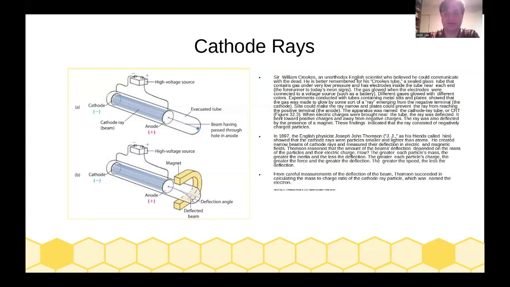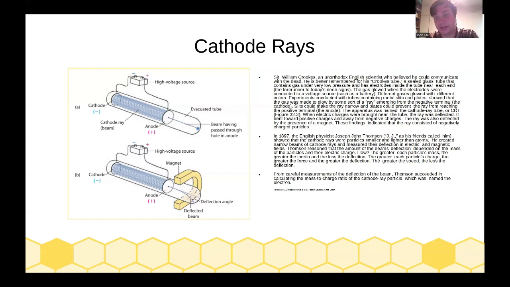In 1897, then, the English physicist Joseph John Thomson showed that the cathode rays were particles smaller and lighter than atoms. He created narrow beams of cathode rays and measured the deflection in electric and magnetic fields. Thomson reasoned that the amount of the beam's deflection depended on the mass of the particles and their electric charge.